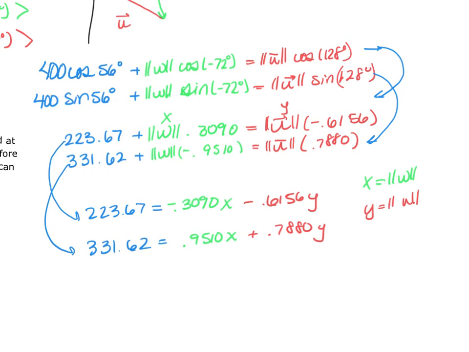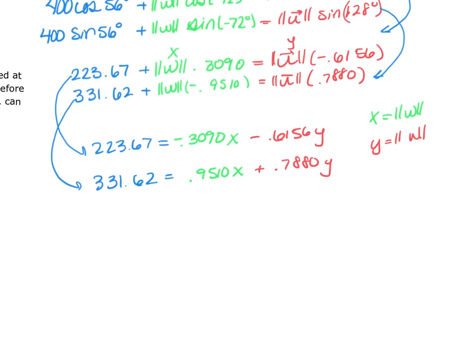All right, so I threw this into a matrix in my calculator, and I have my x, which is the magnitude of w, is equal to 1112.456, and the magnitude of y is equal to negative 921.73. And you're thinking, how can a magnitude be negative? Well, that's just directionality.